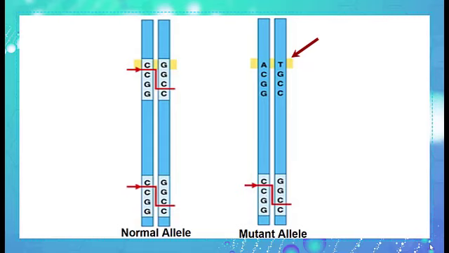Now, let's consider the mutant allele of the same gene. Can you identify the site of a mutation and its type? Yes, exactly. You can see that a point mutation by substitution has occurred at this level. What if this mutant allele is treated with the restriction enzyme HAE3 now?